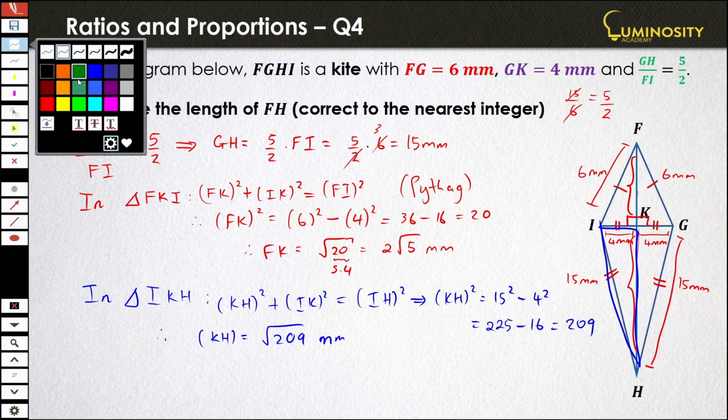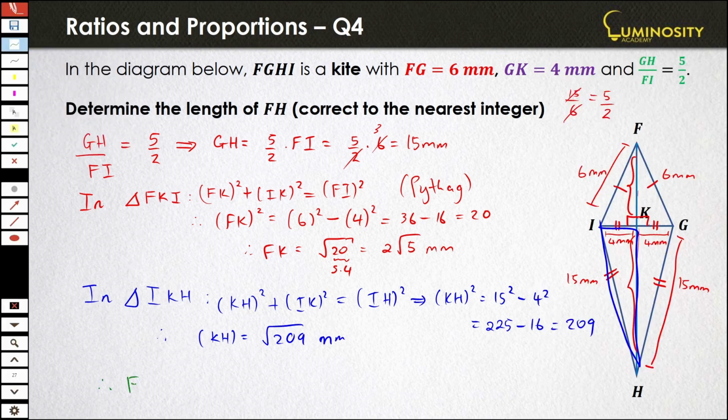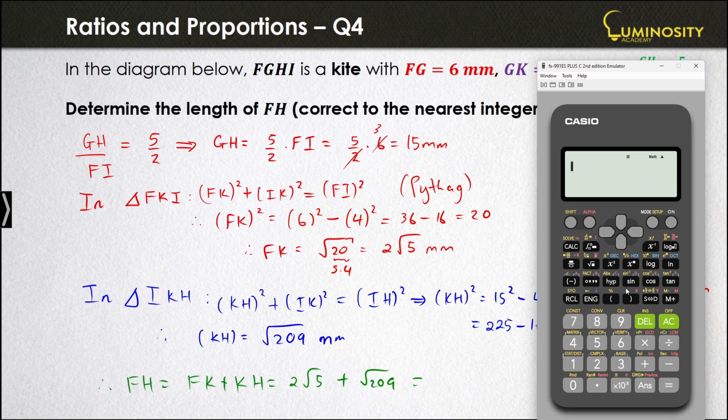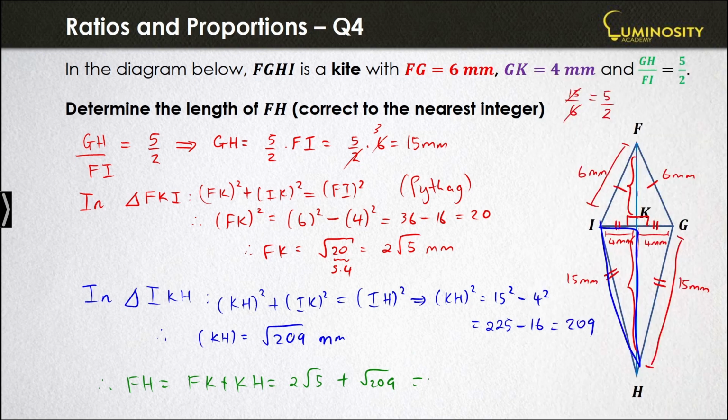So the length FH is equal to the length FK plus the length KH. That's going to be 2 root 5 millimeters plus the square root of 209 millimeters. So I'm going to say 2 root 5, or you could do the square root of 20, it'll be the same thing, plus the square root of 209. And that gives us 18.928, and so on. So I would say this is approximately, to the nearest integer, 19 millimeters.